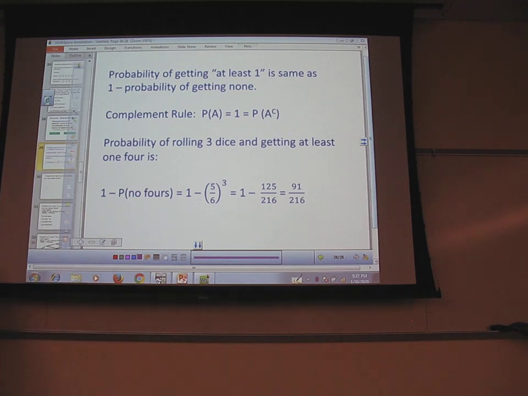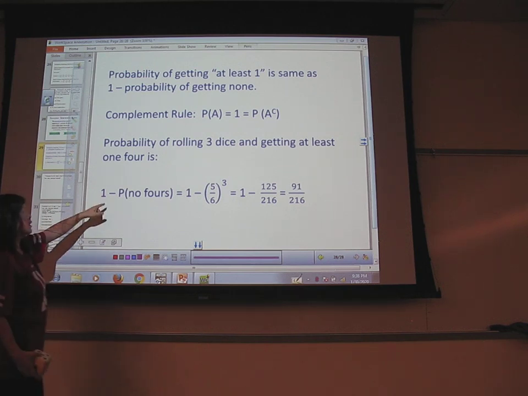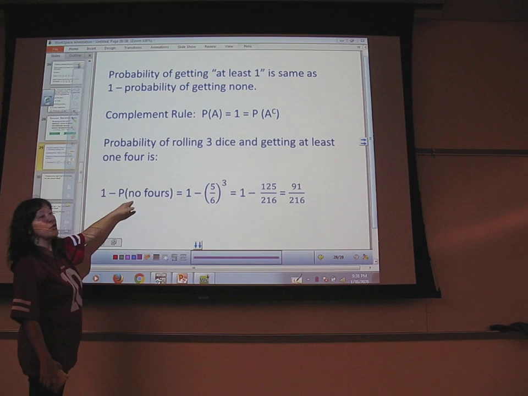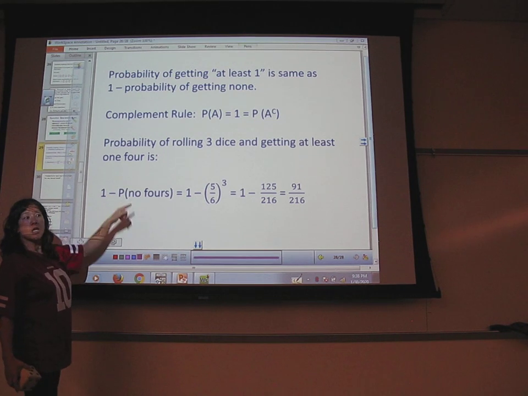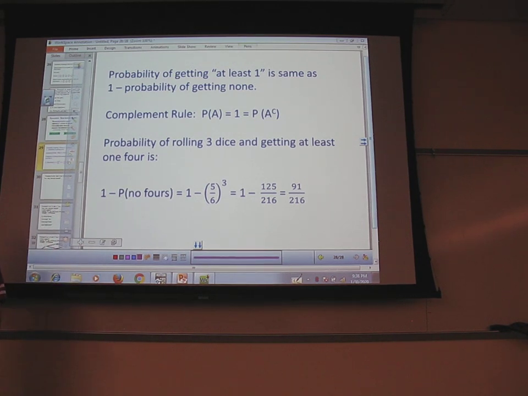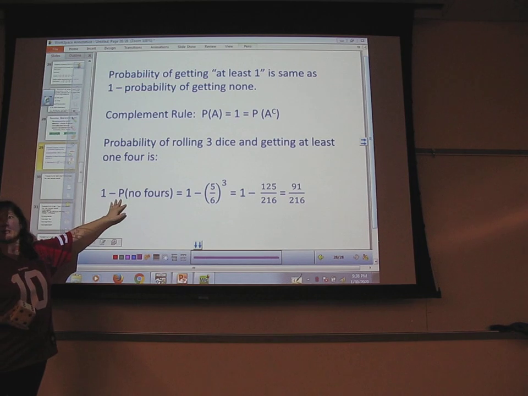So for example, the probability that I roll this dice 3 times and get at least one of them to be a 4, the complement of that would be 0 4s, getting no 4s at all. And that's an easy way of finding that probability. 1 minus the probability of no 4s. Right, because they have to add up to 1. So if I need to find the probability of at least 1 4, I can just find the probability of no 4s and subtract that from 1.